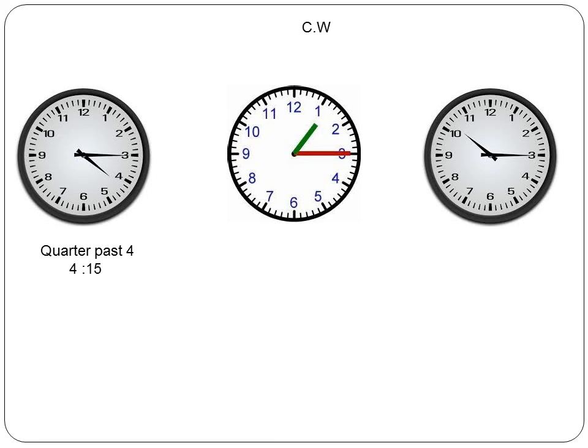4:15. Next. Yeah, it's very clear here. The long hand is pointing towards 3 and the short hand is pointing towards 1. A little away from 1. Yeah, a little away from 1. So it is quarter past 1. 1:15. Next sum. The short hand is a little away from 10 and the long hand is pointing towards 3. That is 15 minutes. So quarter past 10.